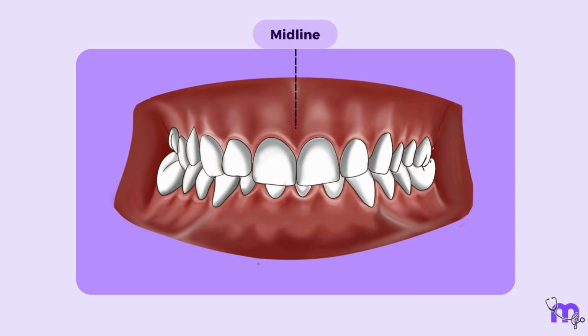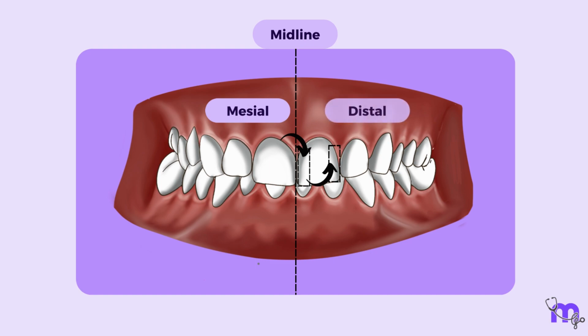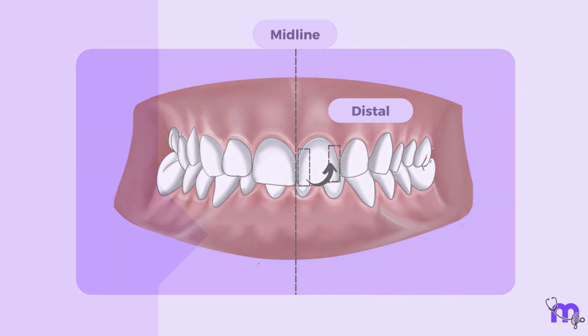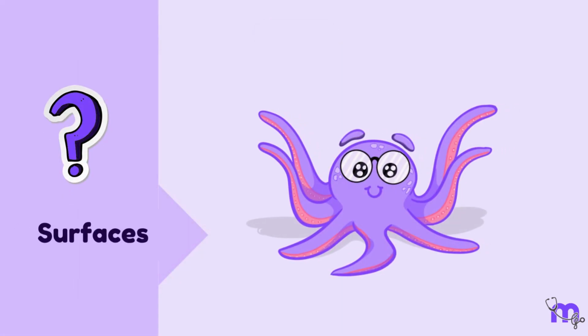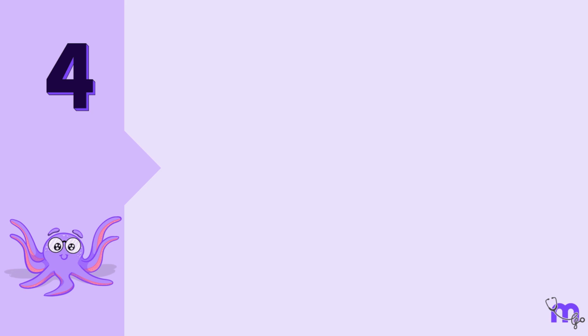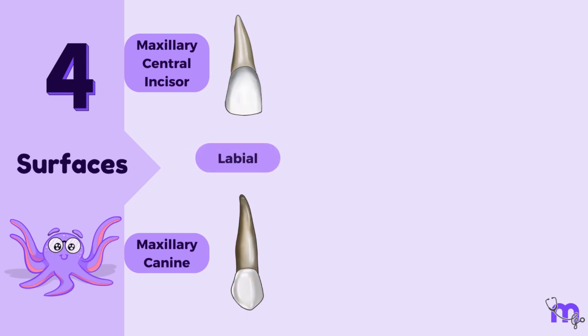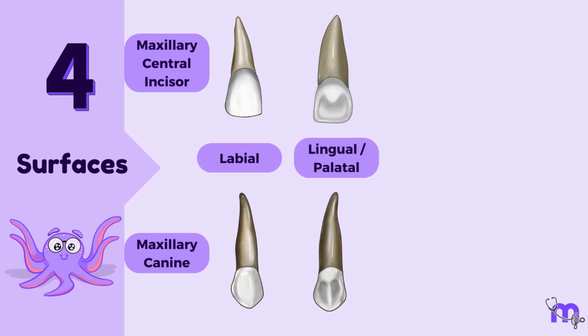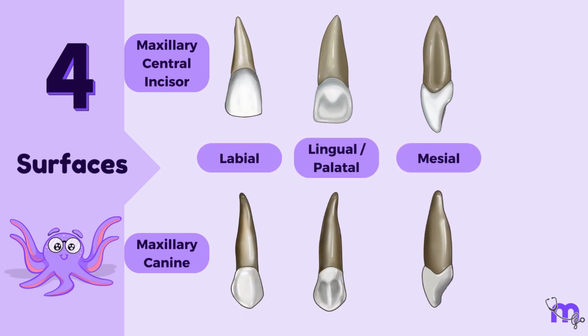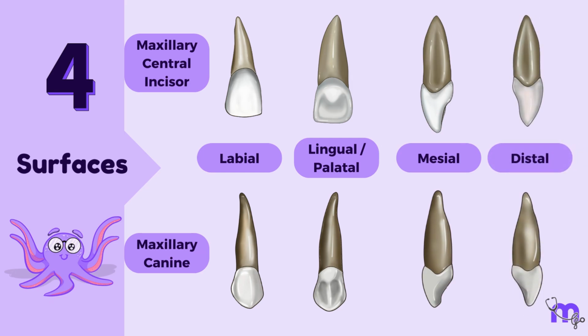Consider the midline of the face passing between the two central incisors. The surface of the tooth facing towards the midline is referred to as mesial, while that facing away from the midline is referred to as the distal surface. So how many surfaces have you learnt now? It's 4. So there are 4 surfaces for the incisors and canine: labial, palatal or lingual, mesial, and distal surfaces.